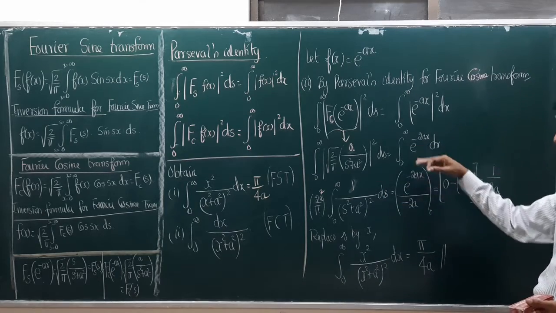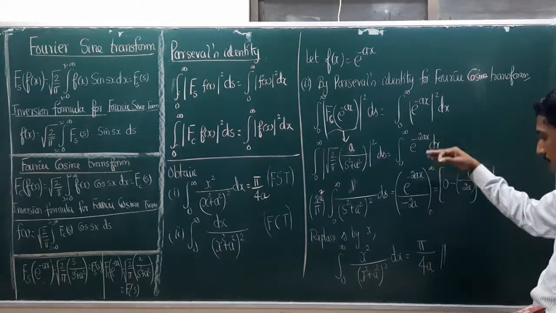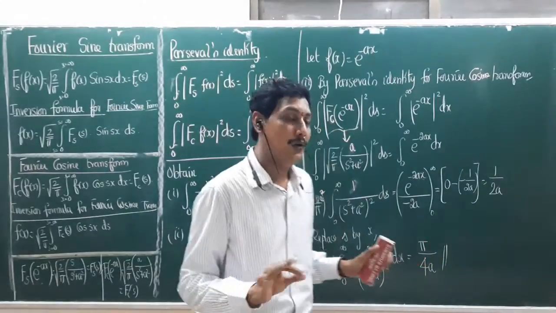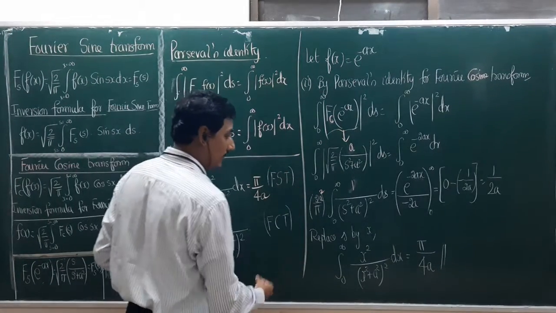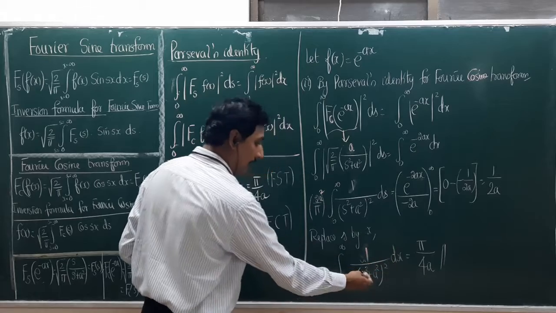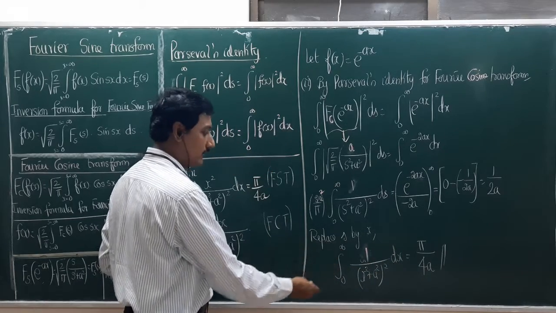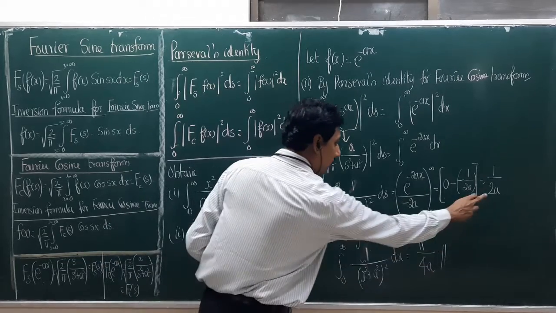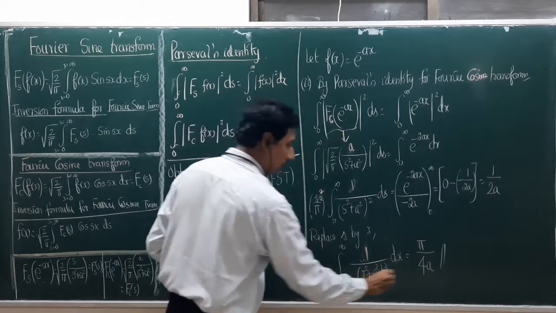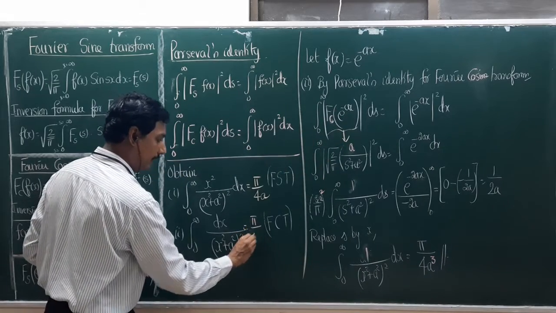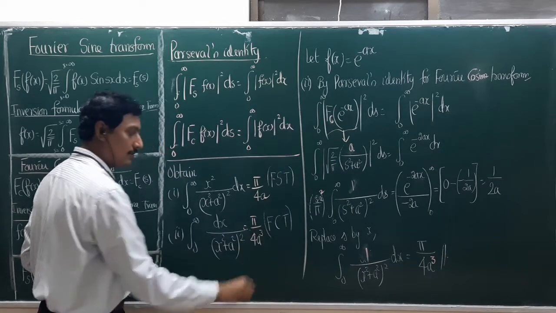The right hand side has no change because the function is the same, e to the power minus ax only. So the right hand side is 1 by 2a. But on the left hand side, it becomes 2a squared. So when you replace s by x, we get the integral of 1 by (x squared plus a squared) whole squared dx is equal to this 2a squared, make it reciprocal, pi by 2a. Here 2a squared, so 4a cubed. So the answer is pi by 4a cubed, where a is a positive constant.